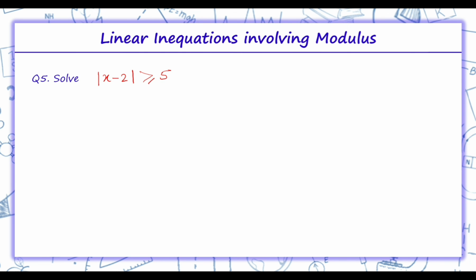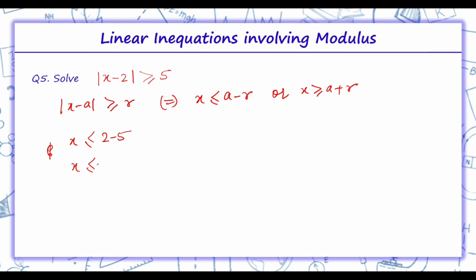Coming on to the next question. The next question is mod of x minus 2 greater or equal to 5. Again we will apply the theorem for mod of x minus a greater or equal to r. This theorem says x will be less than or equal to a minus r or x is greater or equal to a plus r. So the first condition is x smaller or equal to a minus r. a is 2, so 2 minus 5, so x is smaller or equal to minus 3, or x is greater or equal to 2 plus 5, or we can write x is greater or equal to 7.